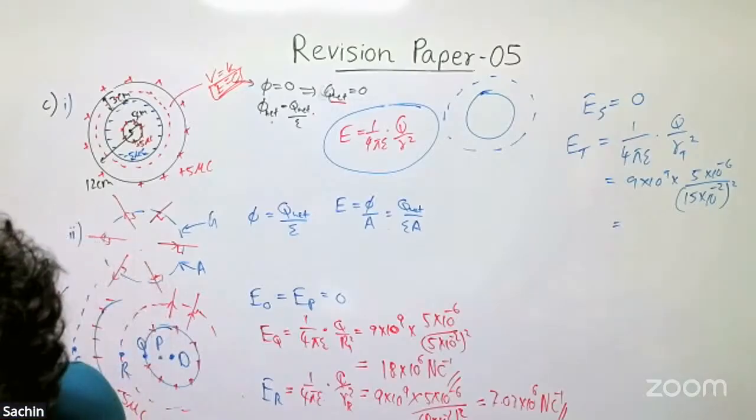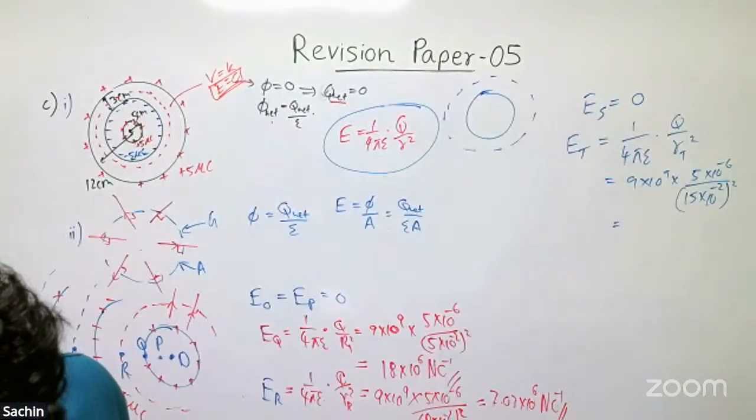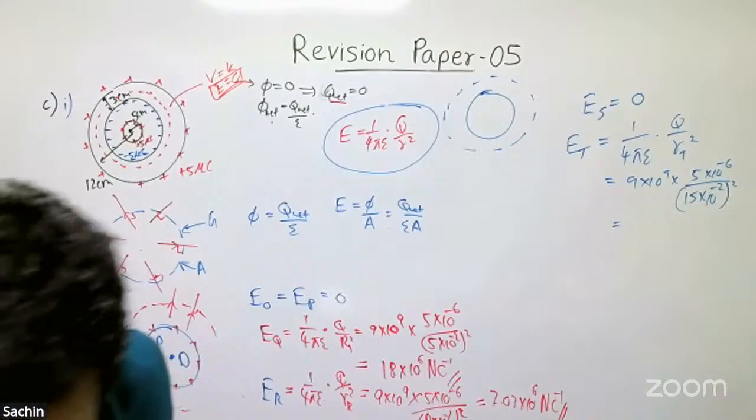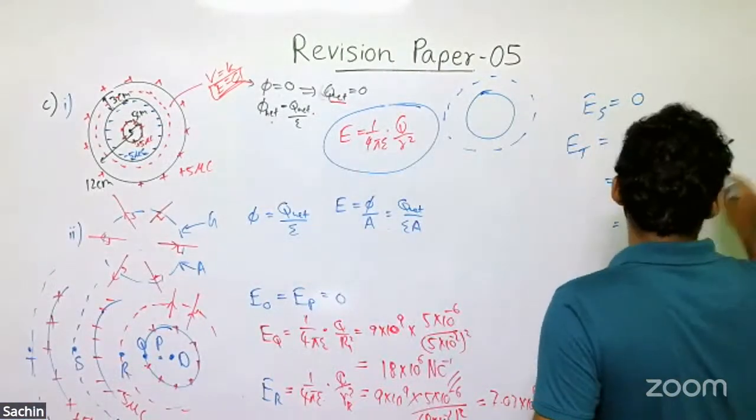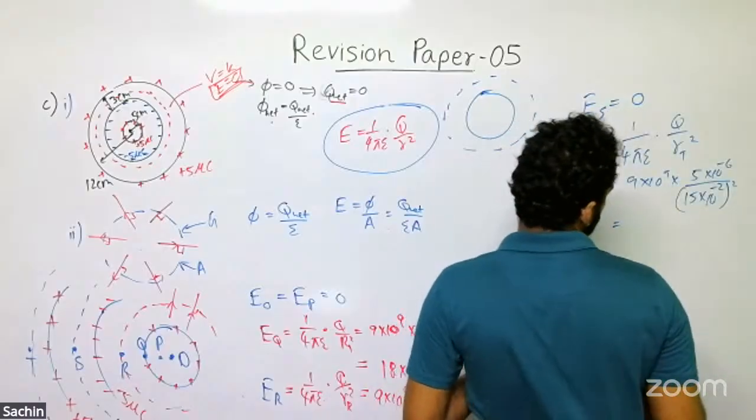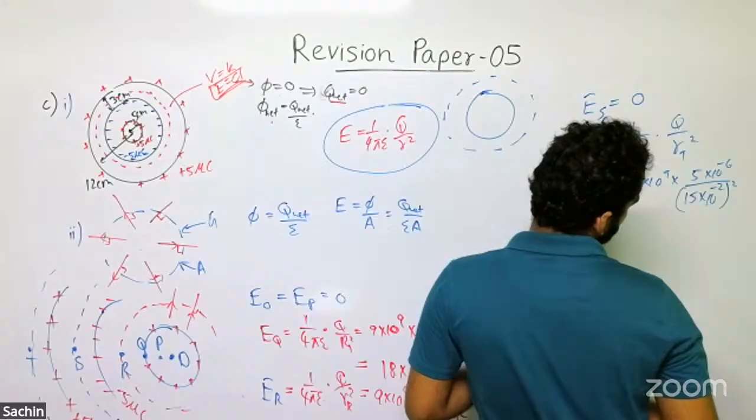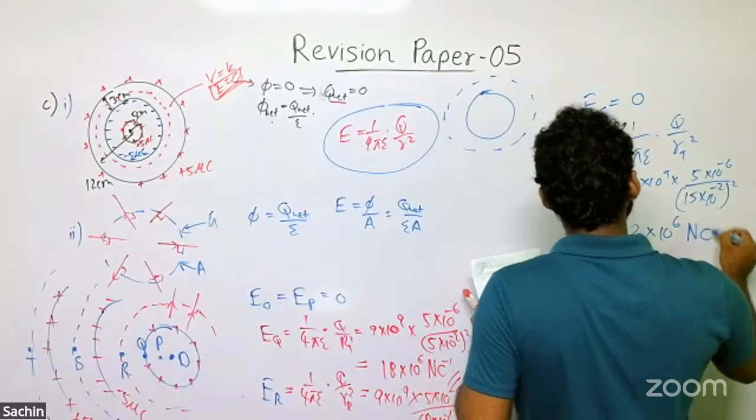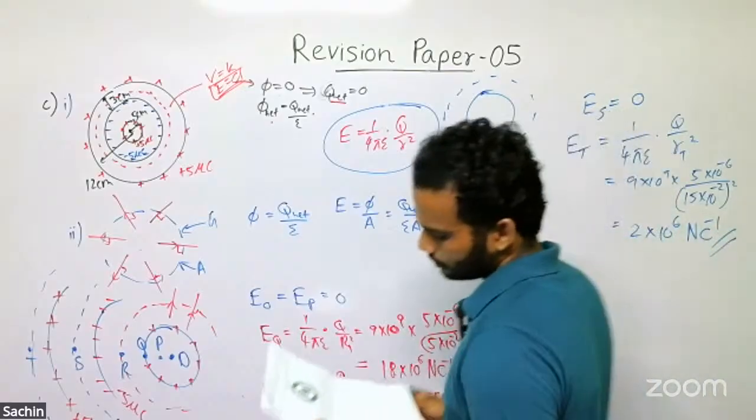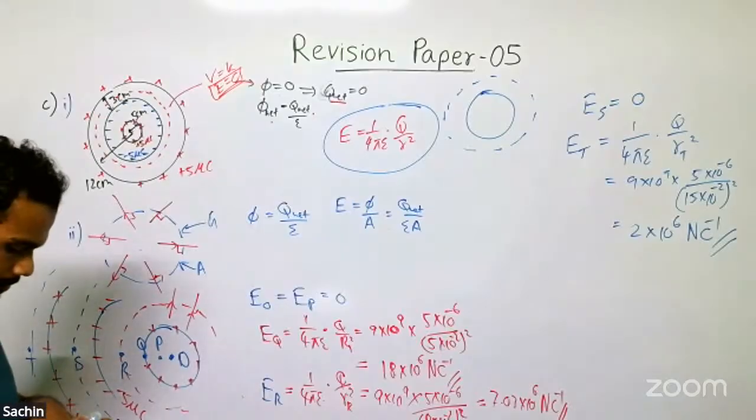It is given as 15. In the marking, they have taken it as 14. We think there's a mistake in the marking. So this should be 15. So if it is 15, then you just have to cancel these values and go for an answer. We think the answer should be something like this: 2 into the power 16 Newton per coulomb. That should be the answer.